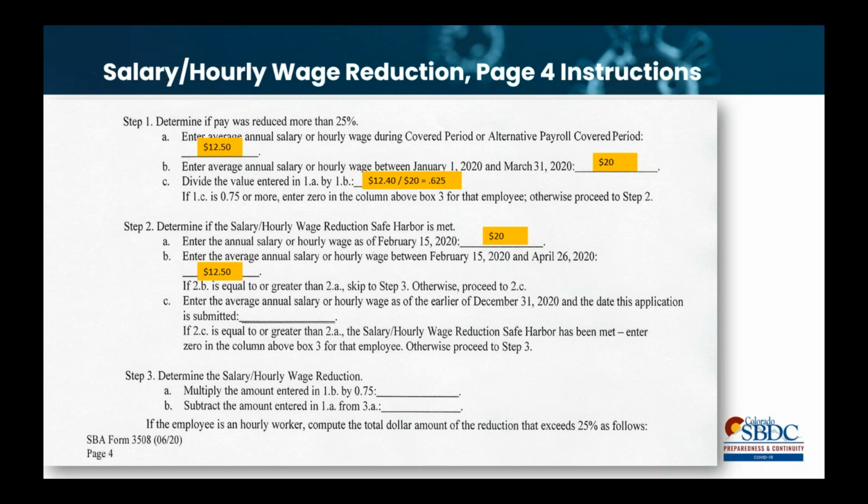Again, we will assume that we have been unable to restore Sam's wage to pre-COVID levels, so we would enter $12.50. In step 3, item A, we would multiply Sam's historic wage by 75%, yielding $15. We next need to subtract $12.50 from $15, yielding $2.50, which is the amount that we reduce Sam's wage in excess of 75%.